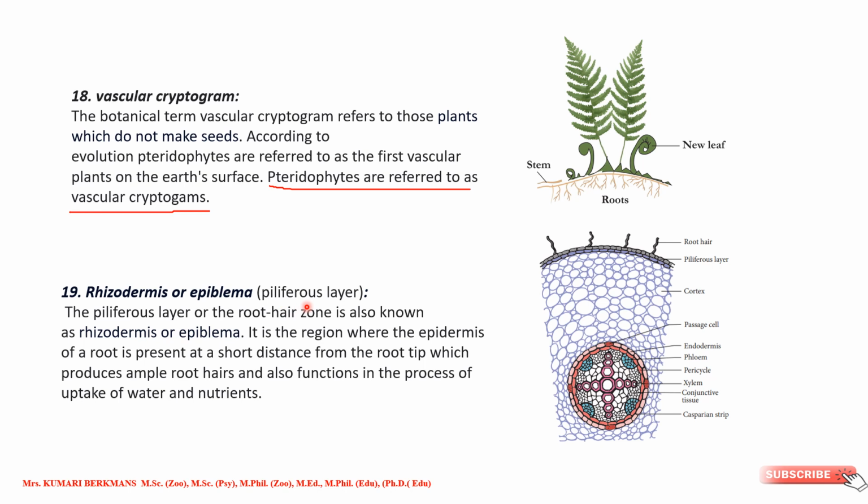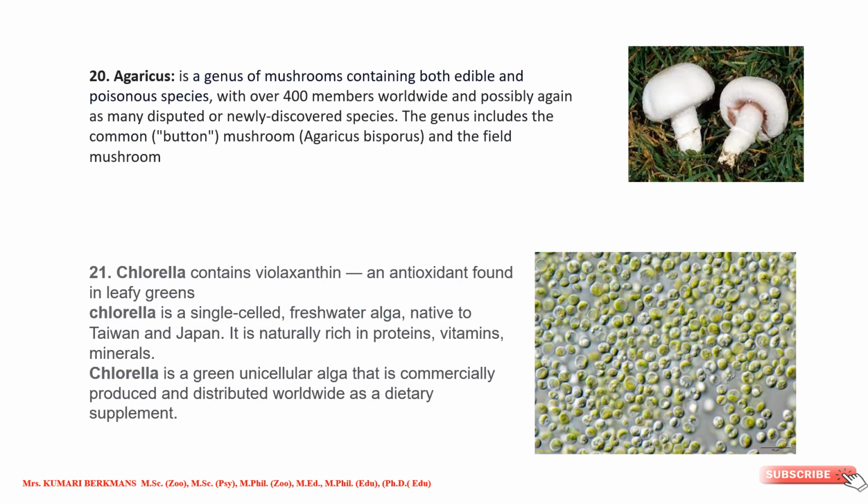So the piliferous layer, in the sense the outer layer, is also called epilemma or rhizodermis. These are the names given to this. Rhizodermis, epilemma, or piliferous layer. These are very, very important. The piliferous layer or the root hair zone is also known as rhizodermis or epilemma.